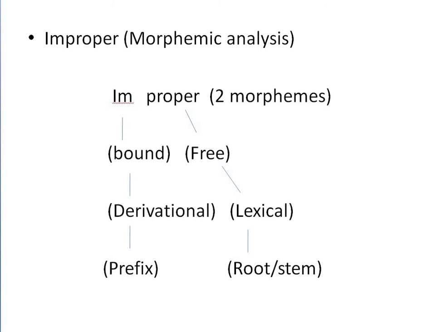The word improper. Morphemic analysis, im and proper. Two morphemes, which is bound, which is free. Im is bound and the free one is proper. So which type of bound? It's a derivational. Free, it's a lexical. Then in terms of affixes, im is a prefix. Then proper is actually a root or a stem.